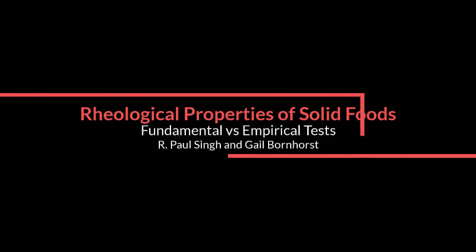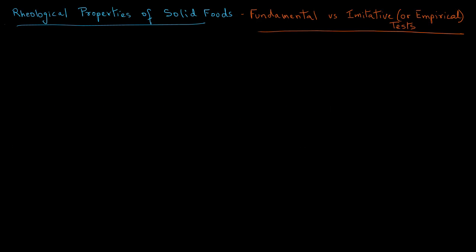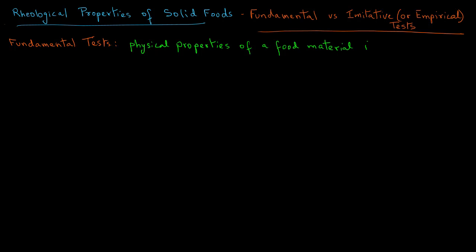In this tutorial, we will look at two types of tests that are commonly used to describe rheological properties of solid foods. These are the fundamental tests and imitative or empirical tests. Fundamental tests are aimed at obtaining the physical properties of a food material that are inherent to the food.